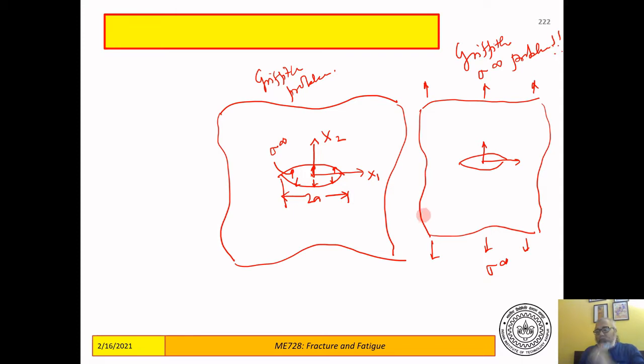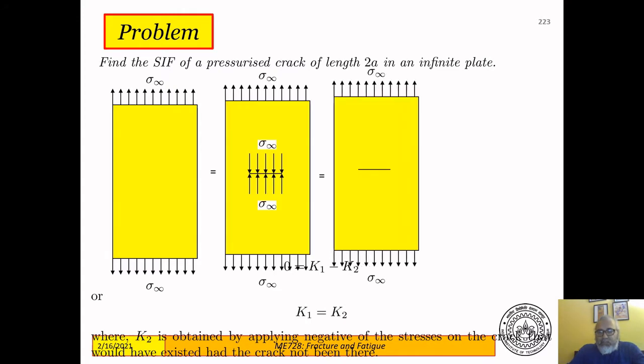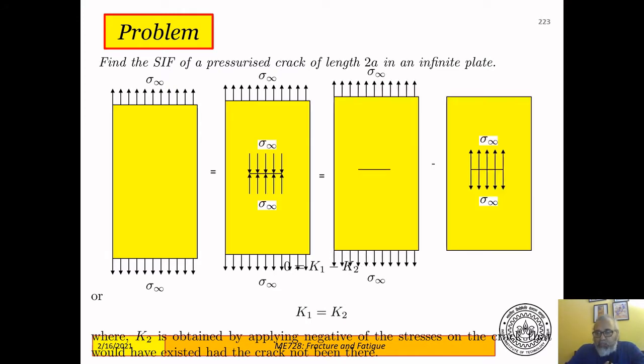So we are going to show in the next problem that these two are kind of equivalent problems, and if you know the stress intensity factor for this, you know the stress intensity factor for this as well. Why is that? Because of the principle of superposition that applies to certain situations in linear elastic fracture mechanics. Now, what is the relation between the two?